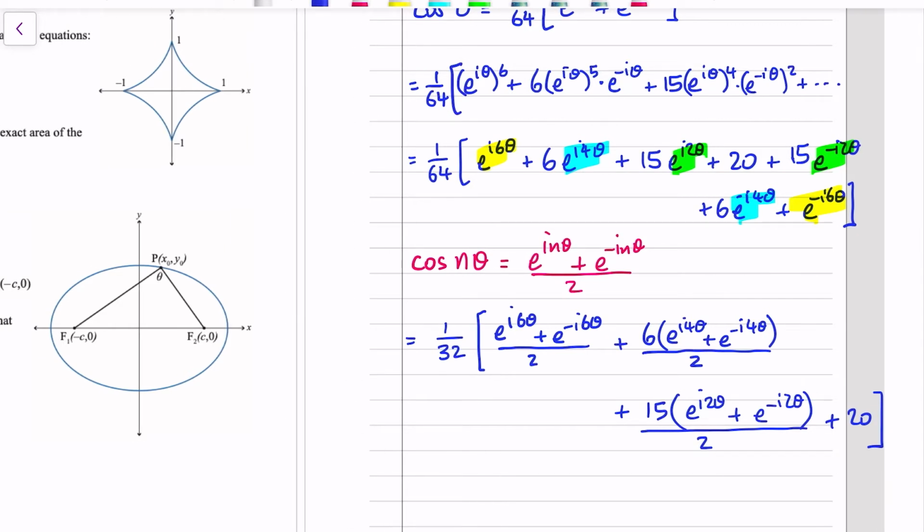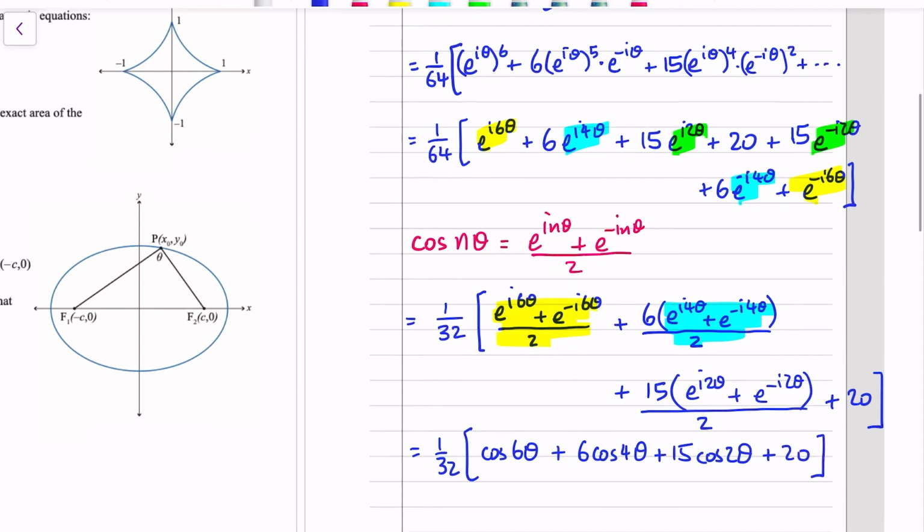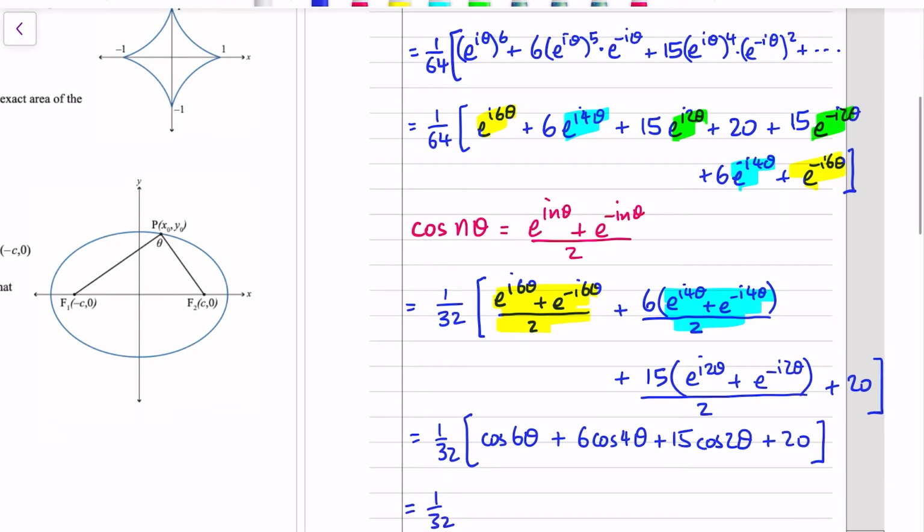We can then use the relationship in red, because this whole thing here is cos of 6 theta. So we get 1 over 32 cos 6 theta. Second term there, this whole thing with the 2 is cos 4 theta. And we get 15 cos 2 theta plus 20. And that's the proof.